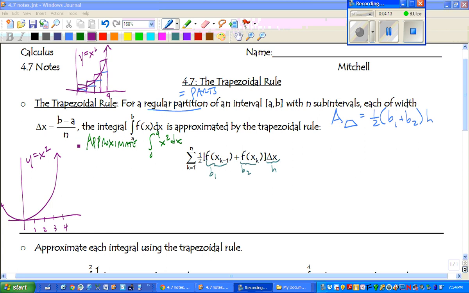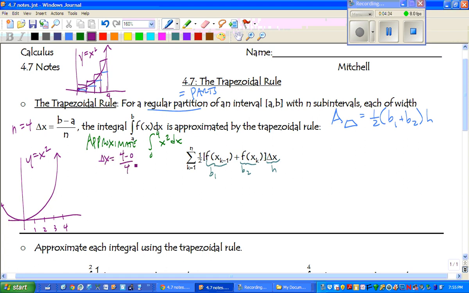For our example, we're going to say that we're using 4 subintervals, so n equals 4. The problem will tell you that, and we're just making this one up as we go. So it is breaking up into 4 subintervals, going from 0 to 4. There's our a and our b. So to find delta x, we're just taking 4 minus 0 over 4. So delta x is 1. We're going to break this up into 4 little subintervals: 0 to 1, 1 to 2, 2 to 3, and 3 to 4.